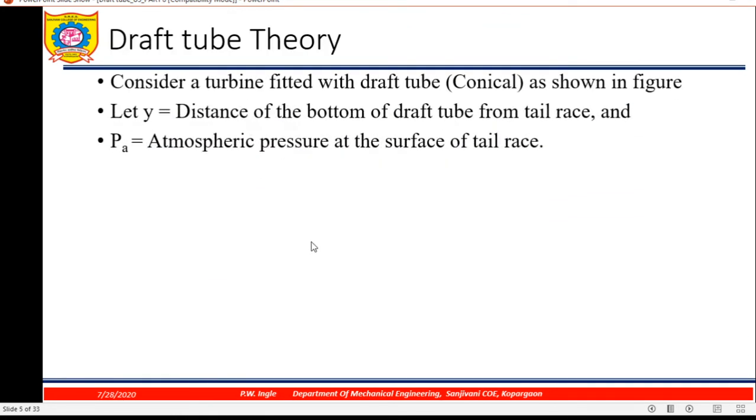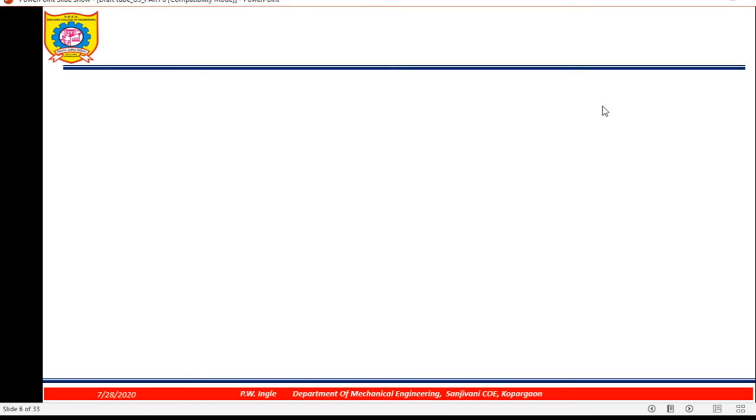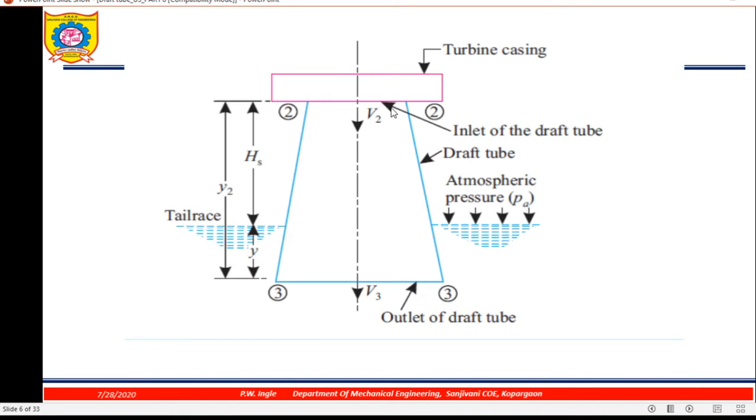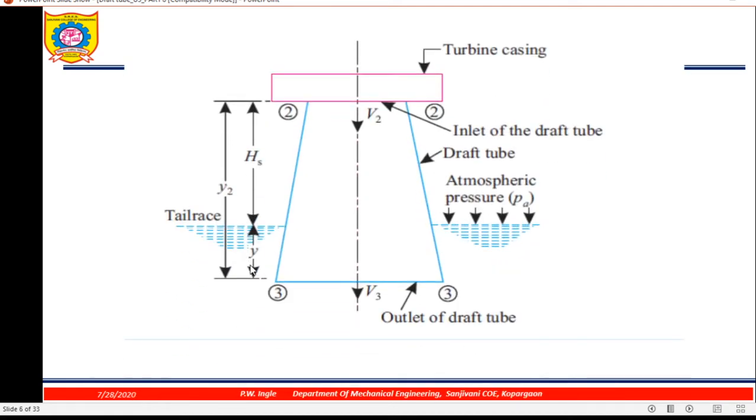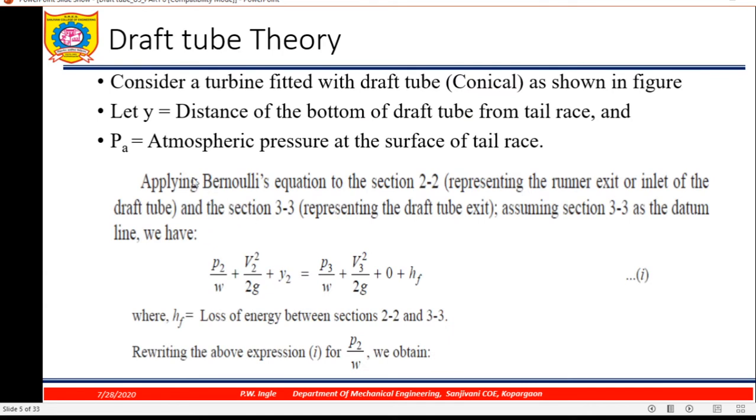Now what is the draft tube theory? We want to calculate the efficiency of the draft tube. Consider a turbine fitted with a draft tube as shown in the figure. Let y be the distance of the bottom of the draft tube from the tail race. This is the bottom and this is the tail race. Then Pa is the atmospheric pressure at the surface of the tail race.